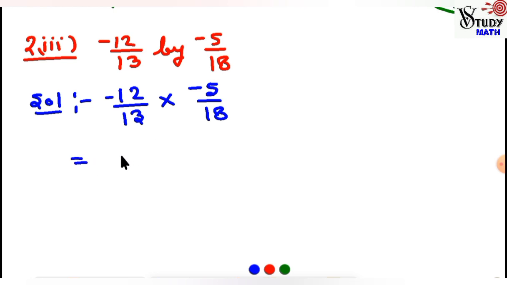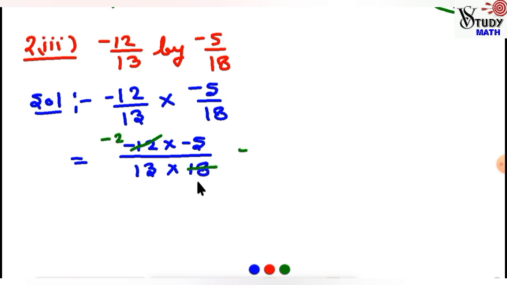Now apply the second step. Draw a line. Numerator will multiply numerator and denominator will multiply denominator. Now my dear students, we have to cancel out. Apply the third step here. So 6 2s are 12, so negative 2 times, and 6 3s are 18. So these are the two common factors. So negative 2 and negative 5 remain in the numerator, and 13 and 3 remain in the denominator.